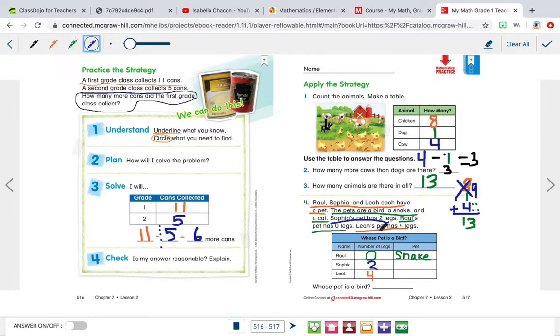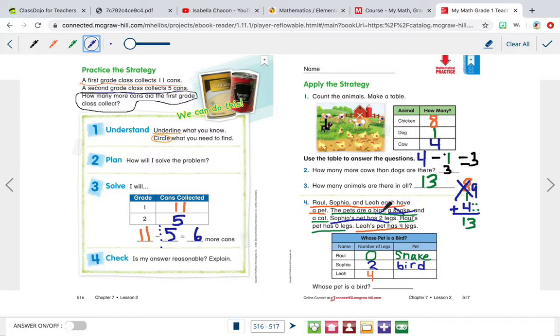Now let's look at this one. Sophia. Sophia's pet has 2 legs. So Sophia's pet has 2 legs. We know it's not a snake because we already crossed off Raul. Raul has a snake. So is Sophia's pet a bird or a cat? Well, I know it's not a cat because a cat has 4 legs and a tail. So a cat has 4 legs. Sophia's pet only has 2 legs. Let's look at this. Is it a bird? Does a bird have 2 legs? Yes, a bird has 2 legs. So, Sophia's pet is a bird.